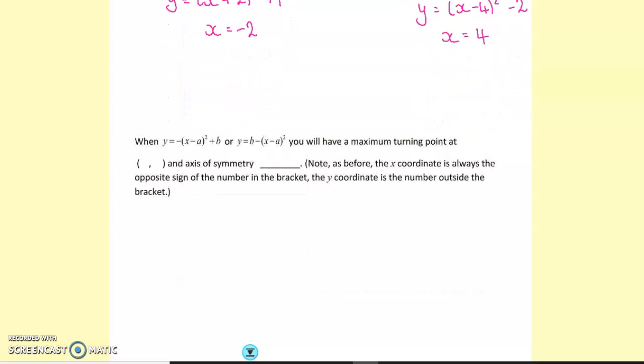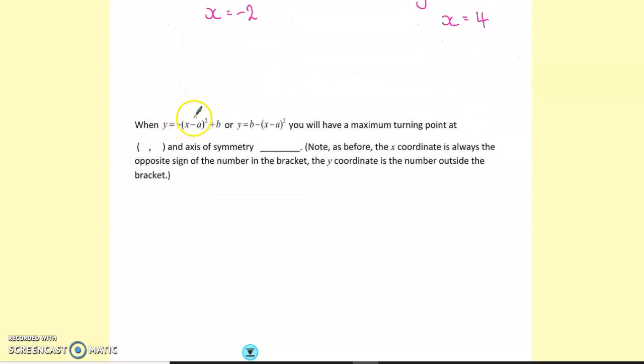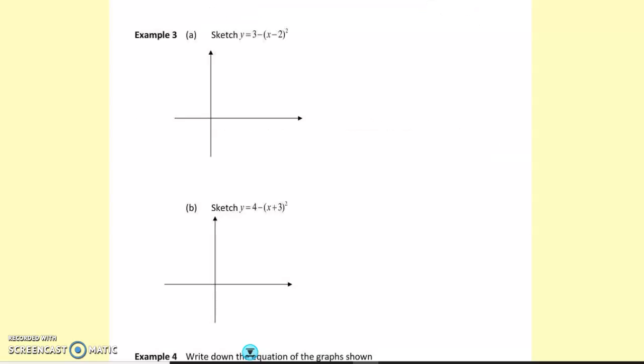If we have a negative outside the bracket, like y equals minus x minus a all squared plus b, or written a different way, y equals b minus x minus a all squared, we'll have a maximum turning point. Everything else is still the same. The only thing that changes is your turning point becomes a maximum because that x squared becomes negative. So I'll still have a turning point at a, b, and axis of symmetry at x equals a. So same as before, the bit inside the bracket has the opposite sign. The y coordinate is the number outside the bracket.